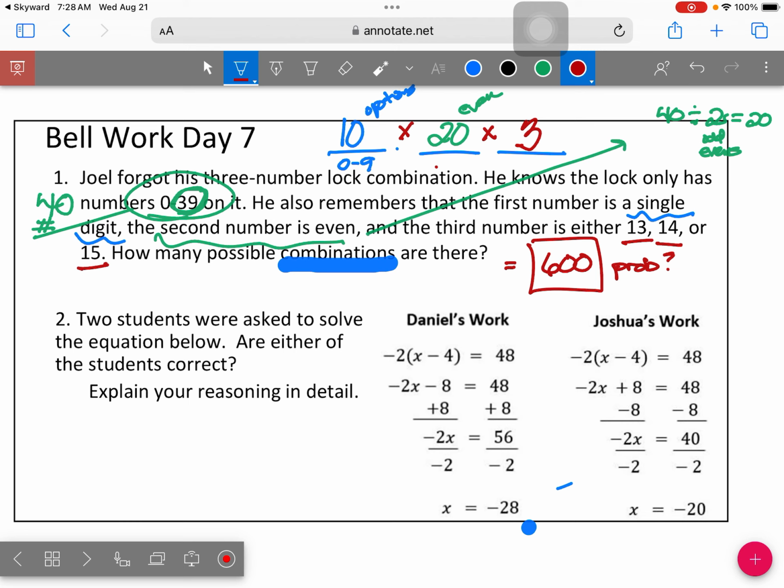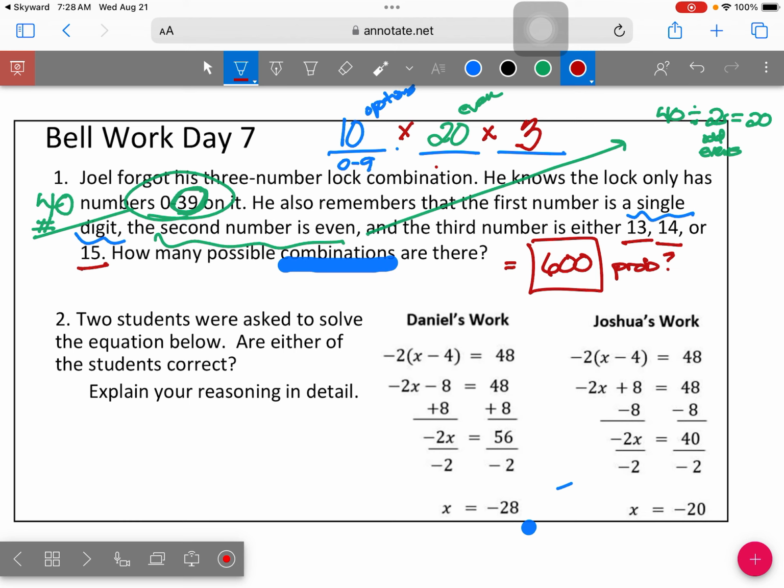Okay. Number 2, 2 students were asked to solve the equation. Are either of them correct? Well, what do you notice? They start by writing the problem. Look at their second line. Is the second line the same? No. So that means there's a change right away. Which one is correct on that second line and why? Joshua, yeah, because what are we doing with this -2? That's right. And a -2 times the -4 is a +8. Daniel did not do that, so Daniel's is not correct.